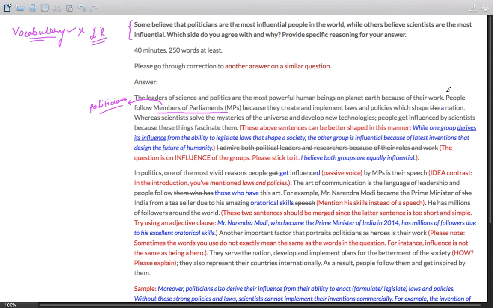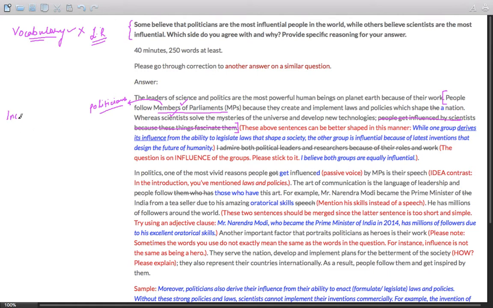If you go through these two sentences, they are written in a number of words. However, the meaning could have been conveyed in fewer words. The student wrote, people follow members of parliament because they create and implement laws and policies which shape a nation. Whereas scientists solve mysteries of universe and develop new technologies, people get influenced by scientists because these things fascinate them. Since people are being influenced by both politicians as well as scientists, you can keep the influence part.